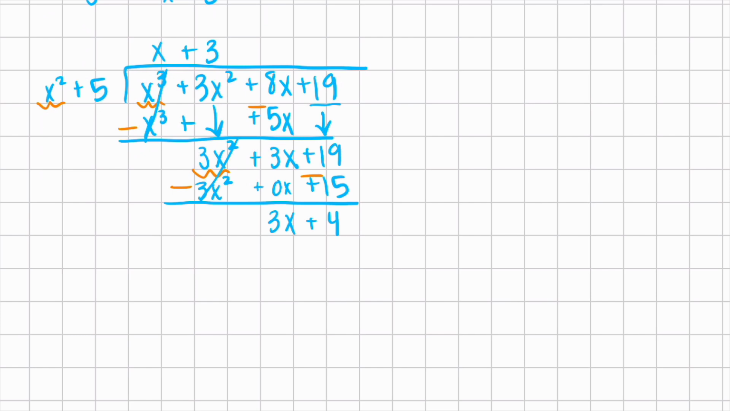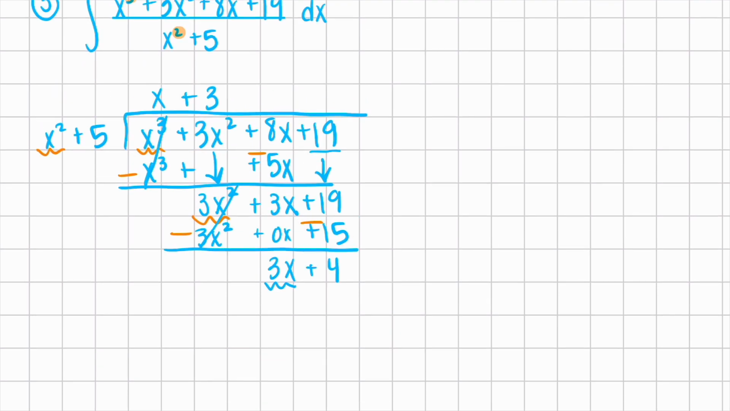At this step, notice if I ask myself x squared times what gives me 3x, I'm going to have x's in a denominator. Again, that's how we know that we are done with long division. So 3x plus 4 is your remainder. I'm going to say plus 3x plus 4 over x squared plus 5.